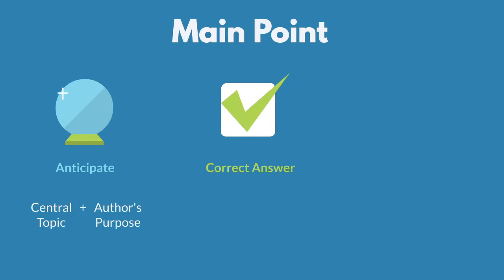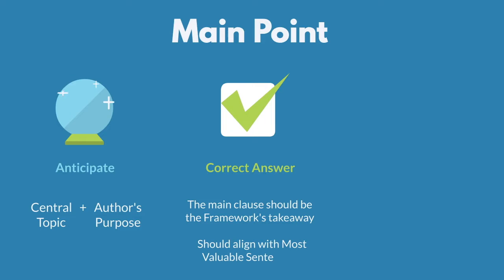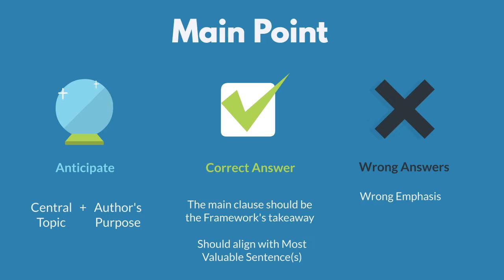The correct answer is going to give you the main takeaway of the framework. So in a problem solution, the thing the author's got to give you is the solution. I also know that the correct answer is usually going to sound a lot like wording from my most valuable sentences. That's why they're so valuable to find. When it comes to trap answers, the biggest category is just the wrong emphasis. It doesn't focus on the right central topic, or if it does, it doesn't give you the main thing we need to know about it, which in this case would be the solution.